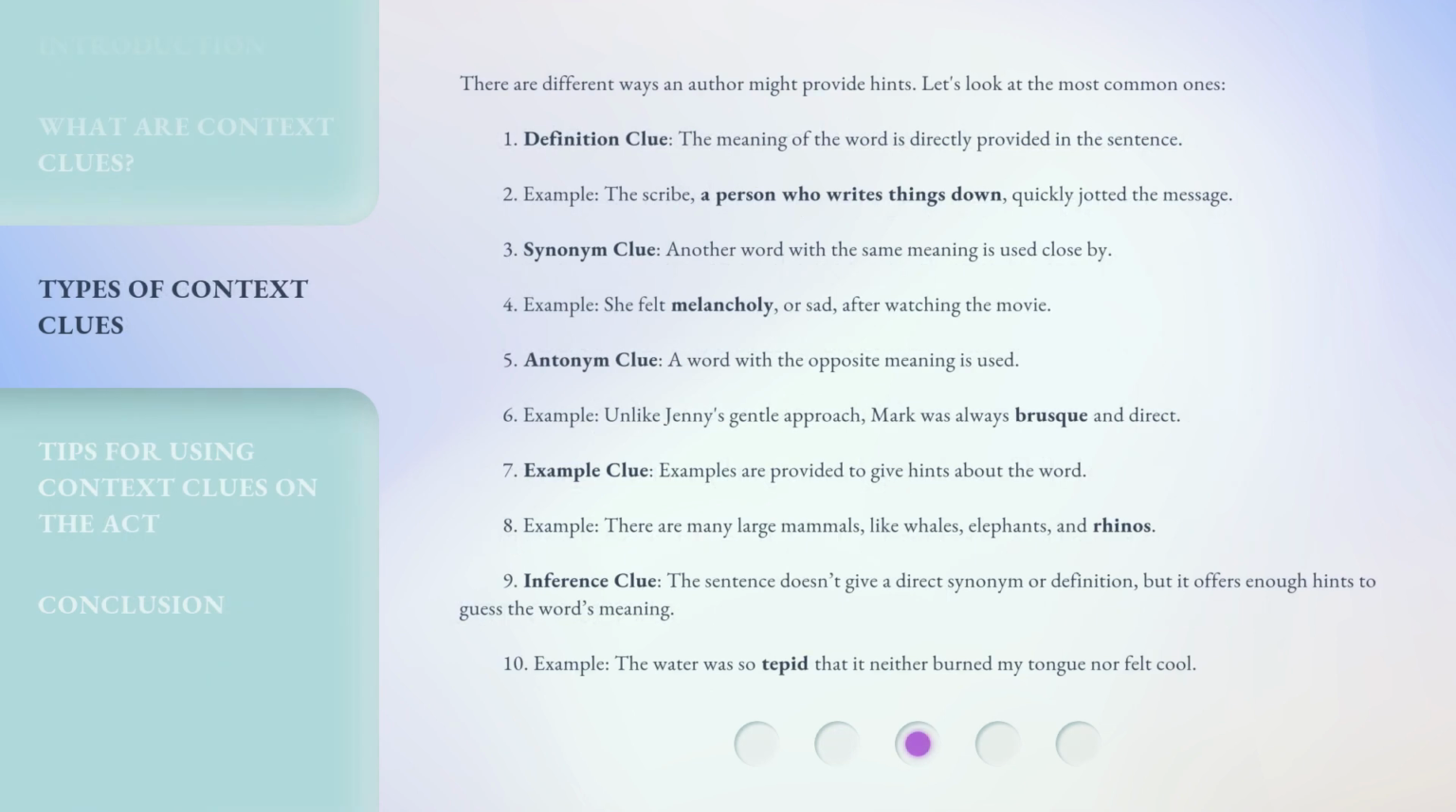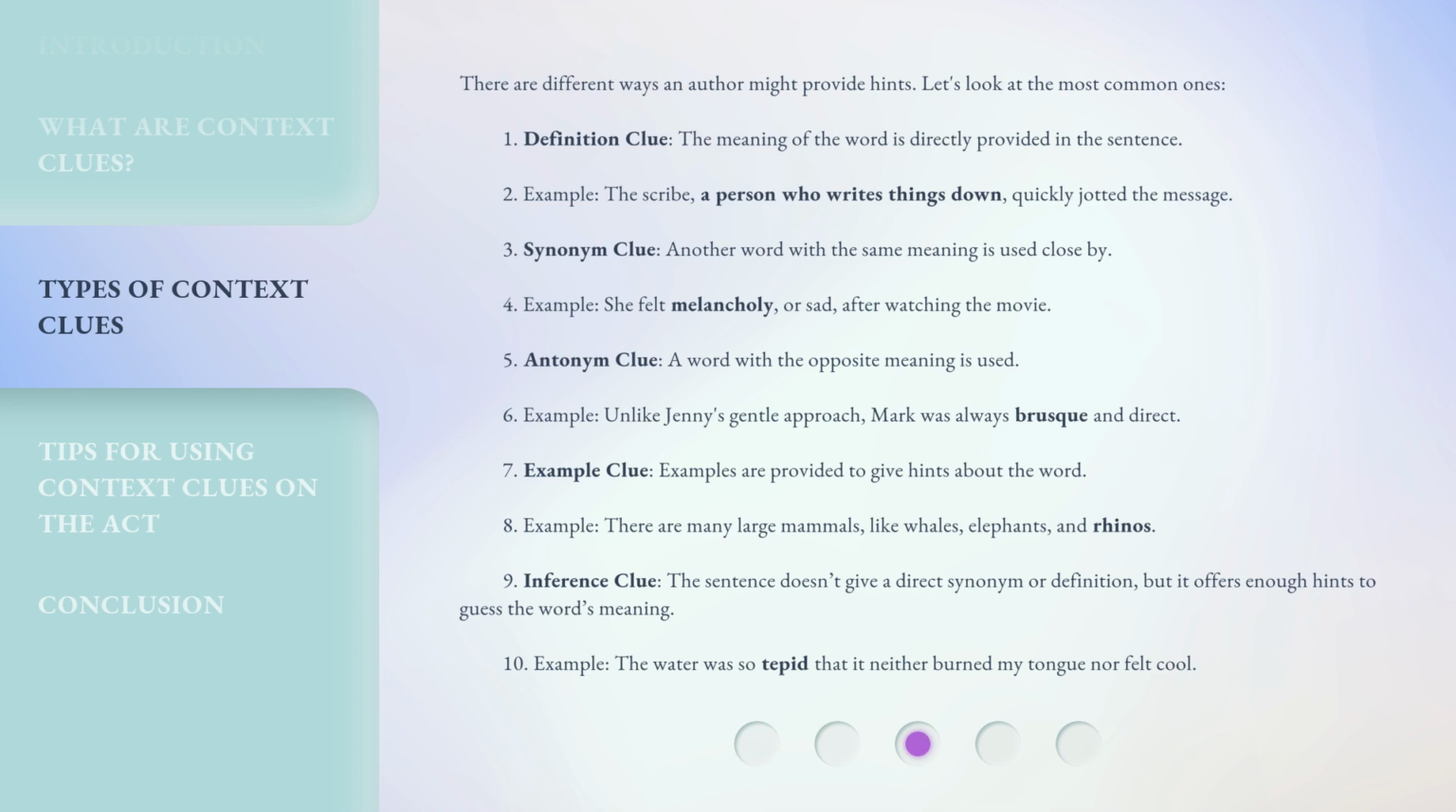There are different ways an author might provide hints. Let's look at the most common ones. 1. Definition clue. The meaning of the word is directly provided in the sentence. 2. Example. The scribe, a person who writes things down, quickly jotted the message.